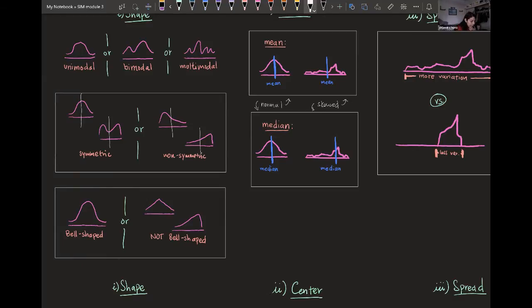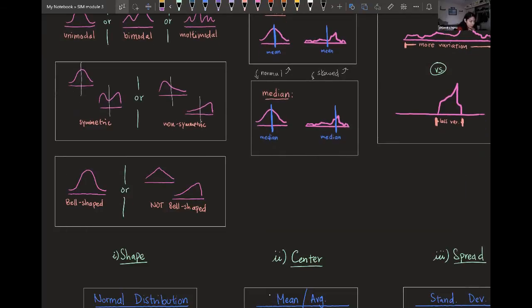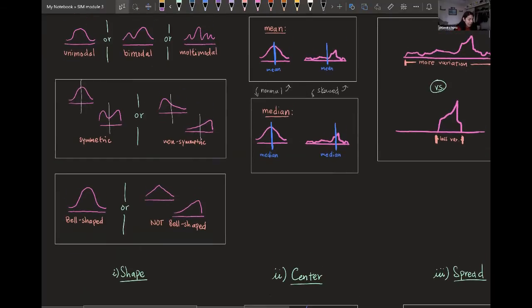And then the last thing we want to talk about for shape is whether it's bell shaped. All of you know what bells look like, right? It's kind of like that. So here on the left, that's bell shaped. The one on the right looks more like a triangle, and the other one's kind of more to the side. So these three things are important when talking about the shape: how many bumps it has, if it's symmetric, and if it's bell shaped.